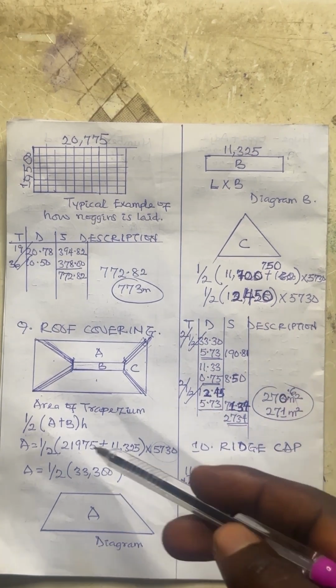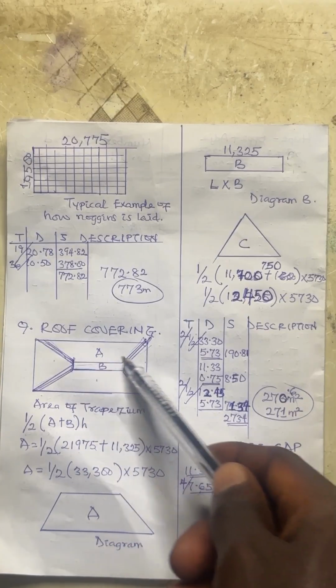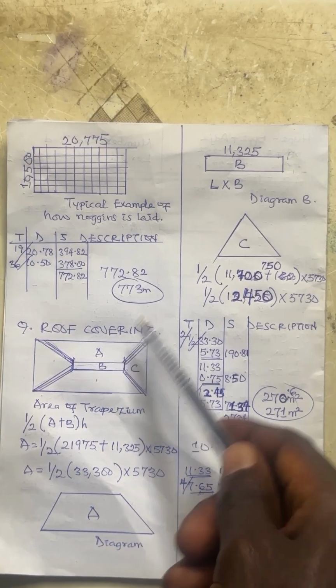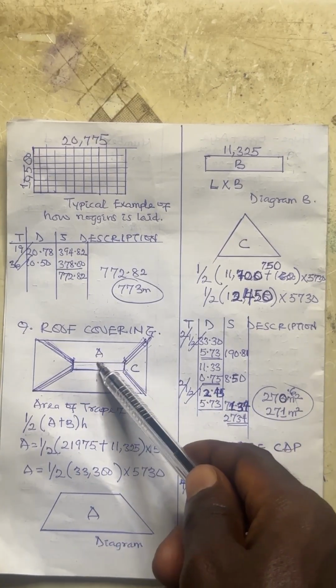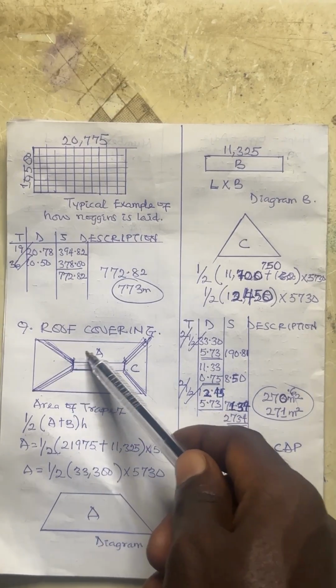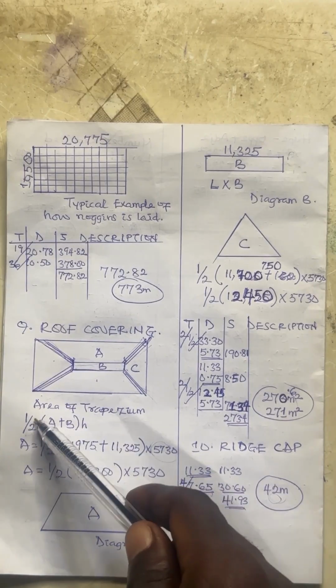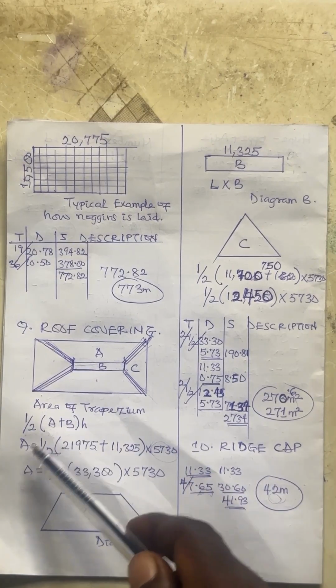So let's look at this. I've broken this down into shapes. I break this down into trapezium, this into triangle, and then this into rectangle. So now let's calculate for this one, which looks like a trapezium. For the area of trapezium, we use this formula, and then we insert our answers.